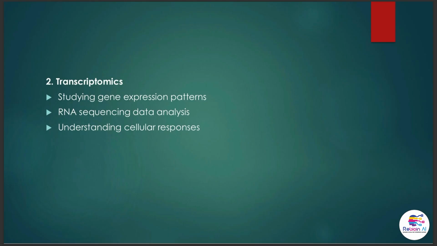Another major area in transcriptomics is RNA sequencing, which helps us to identify all RNA molecules present in a sample. We can measure the quantity of gene expression. We can detect new transcripts and alternative splicing events.